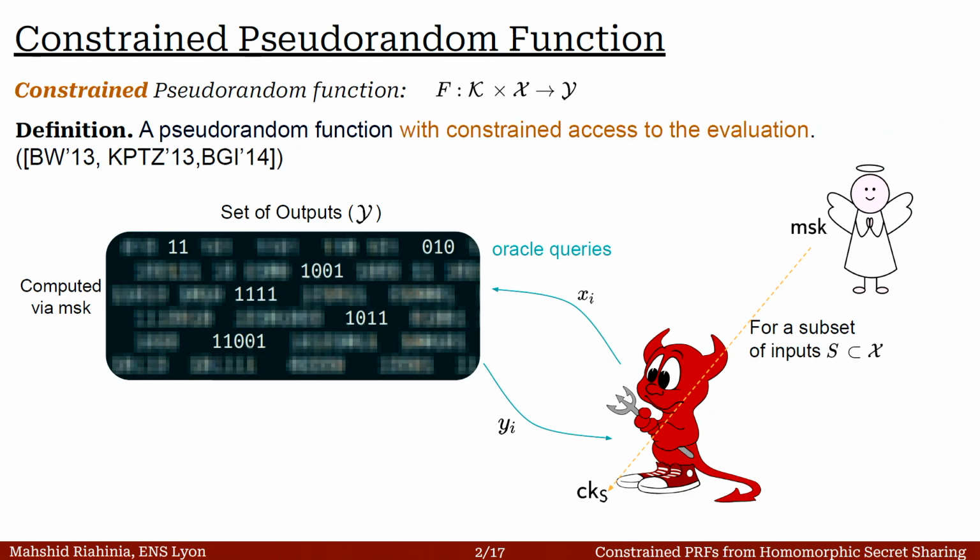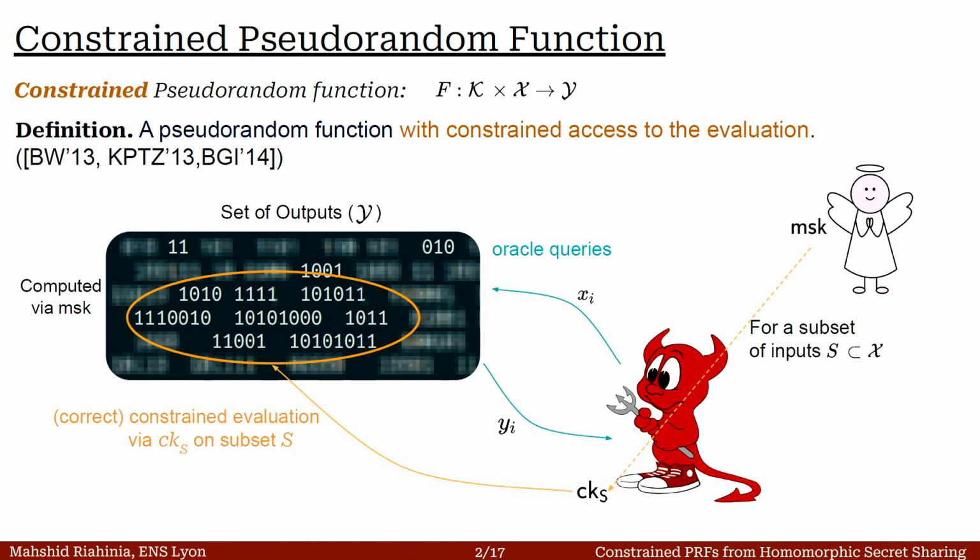So a constrained pseudorandom function is, again, a pseudorandom function, so it has all of these properties. But it has an additional functionality: for a subset of inputs S, we can generate a constrained key, C_k of S, from the master secret key that allows the adversary to compute the function correctly on this subset of inputs. So suddenly a subset of outputs gets revealed. And then for the security, we need the output of the function everywhere else, outside of this subset or outside of the queries that it has issued, to still look random or blurry.